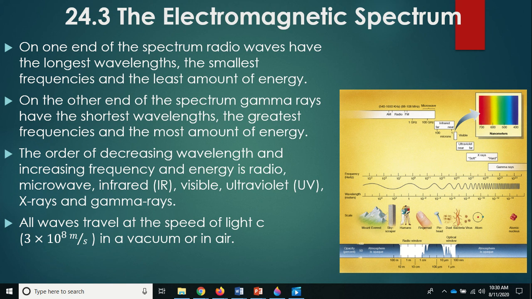All waves travel at the speed of light c, 3 times 10 to the 8th meters per second in a vacuum, something like 2.999998 or something like that. And then in air, it's something like 2.9998 or something. They're both practically 3.00 times 10 to the 8th meters per second.